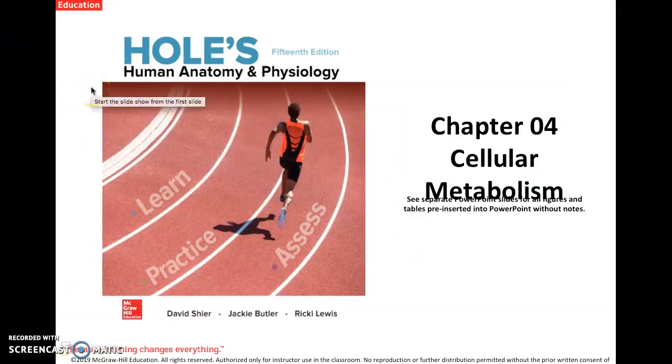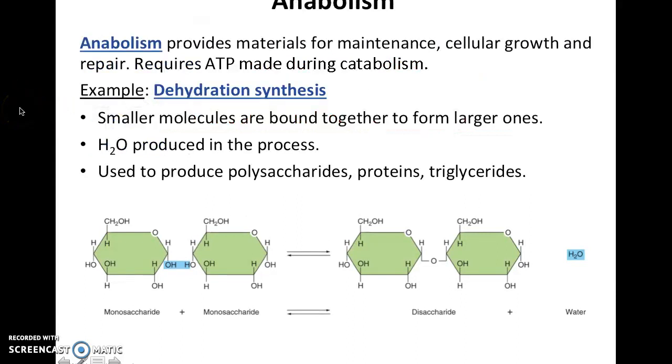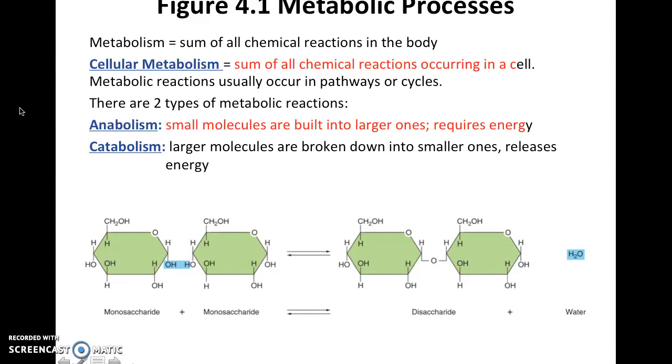Welcome to Chapter 4, Cellular Metabolism. In this chapter, we're going to talk about a lot of different processes that your body undergoes on an everyday basis. So we'll start with metabolism. Metabolism is the sum of all chemical reactions that occur in the body, and cellular metabolism is the sum of all chemical reactions that occur on the cellular level.